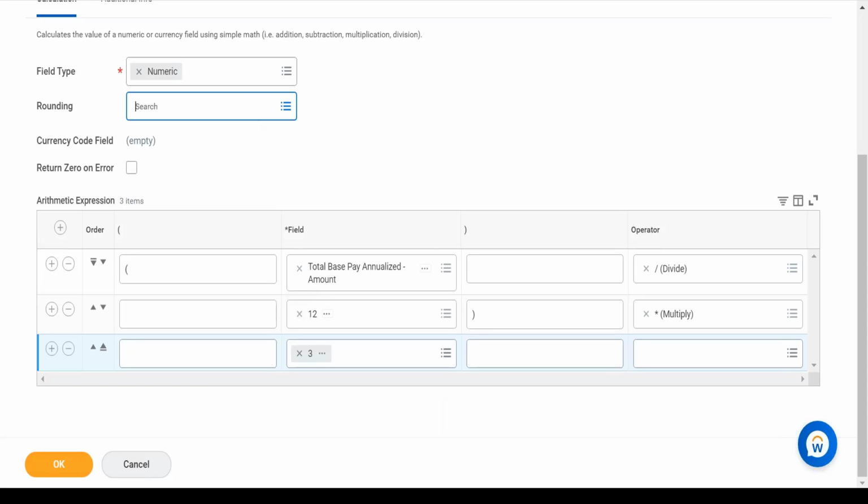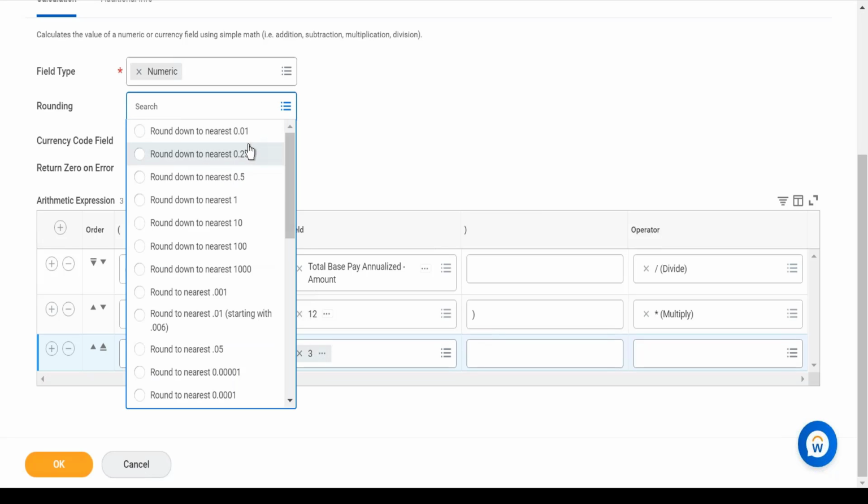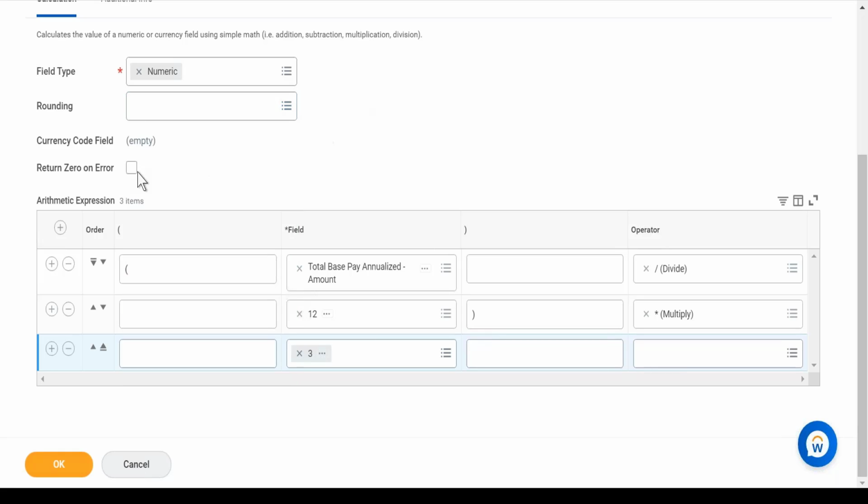Okay. You can select the rounding format: how you want the format to be, how you want it to be rounded off, and all those kinds of things. So you can select it here. Always select return zero on error. In case this field is empty, the report is going to throw an error. That's why whenever you see this option, just check this checkbox blindly, I will say. Okay. Understood this arithmetic calculation? Yes.